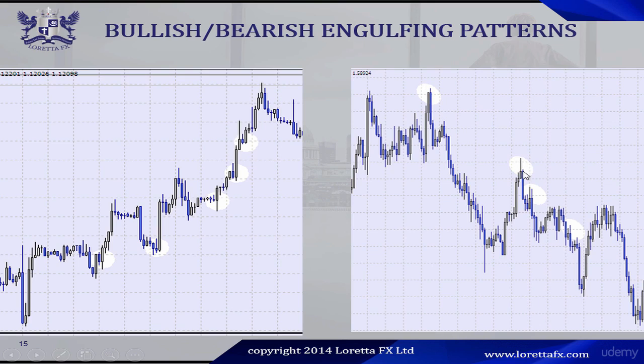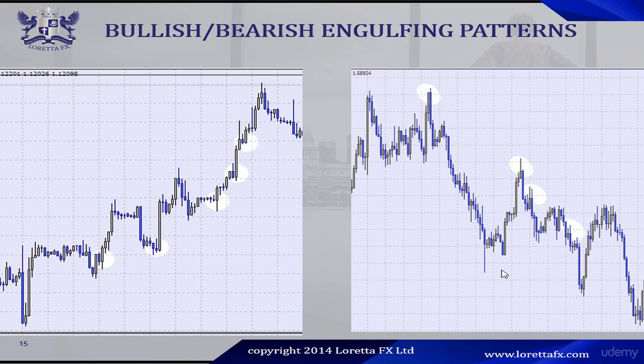Here, another example of a bearish engulfing candle. And you can see how the market reacts to these candles. Bearish engulfing candle, market fell. Bearish engulfing candle, market fell. So candlestick patterns can be extremely lucrative to trade.